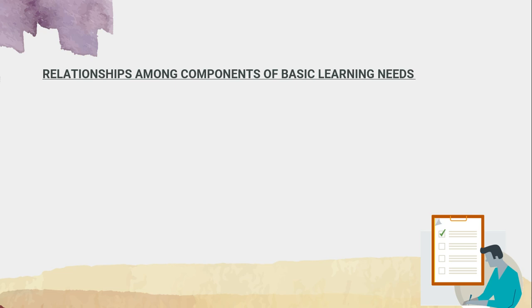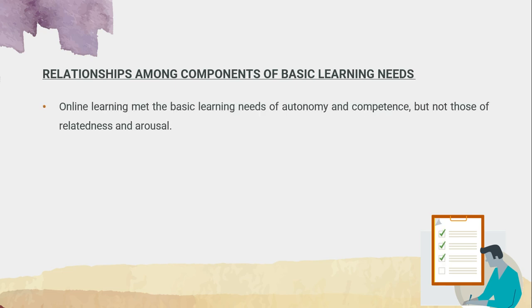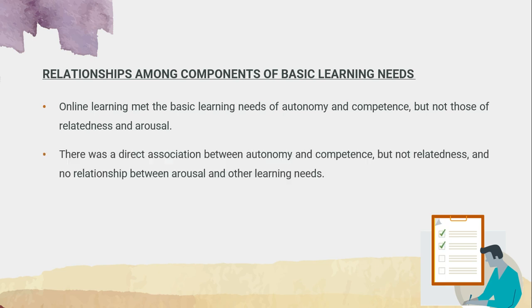Yeah. So next is the relation among components of basic learning needs: autonomy, competence, relatedness, and arousal. The result of this study showed that online learning met the basic learning needs of autonomy and competence, but not those of relatedness and arousal. There was a direct association between autonomy and competence, but not relatedness, and no relationship between arousal and other learning needs.